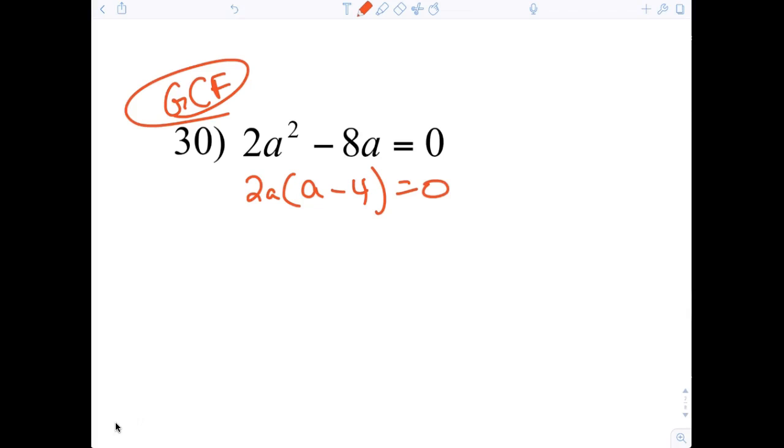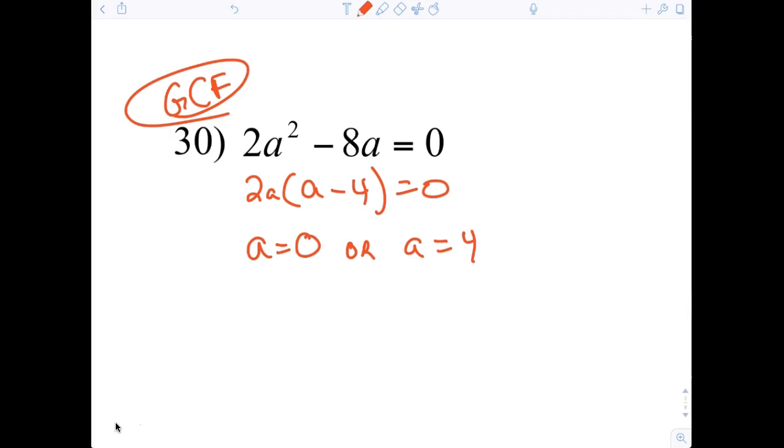And now 2a equals 0. If 2A equals 0, what does A equal? 0. And then A equals 4. Now, the only thing necessary here, guys, is you're supposed to put an or between there because it's one or the other. It's not both. So if we didn't put or on the test, I'm not going to just put or.